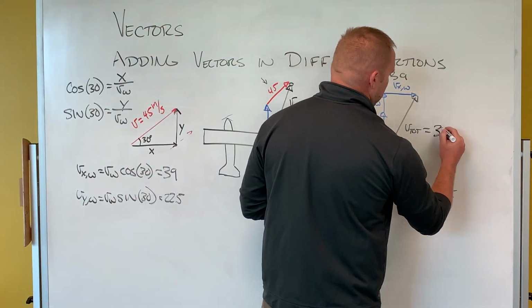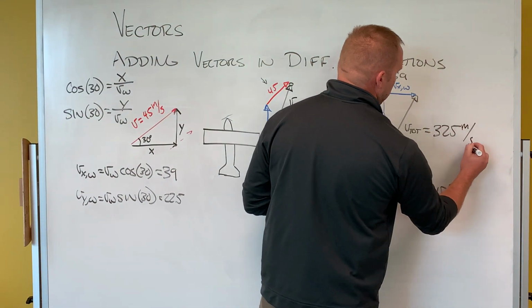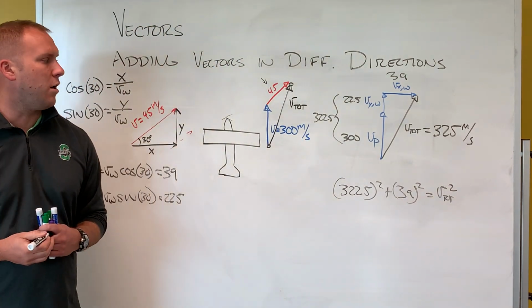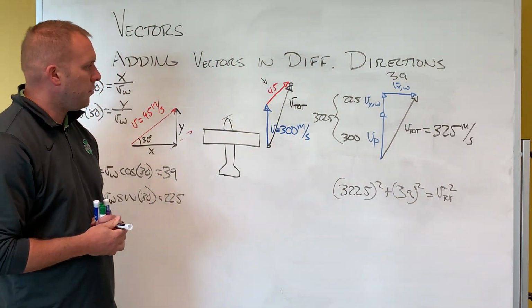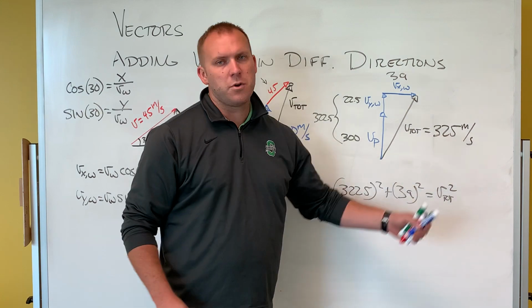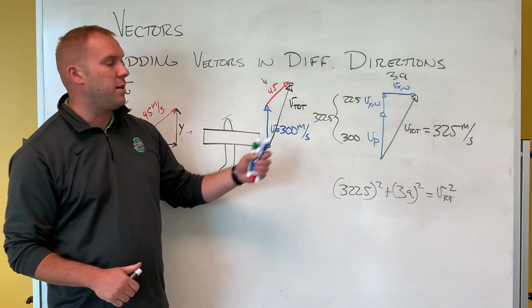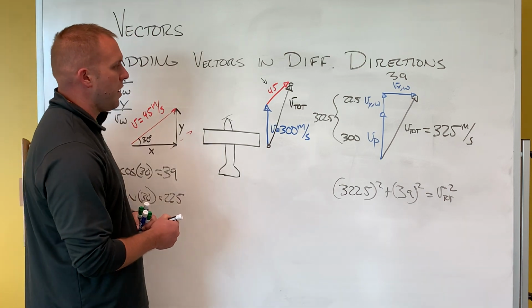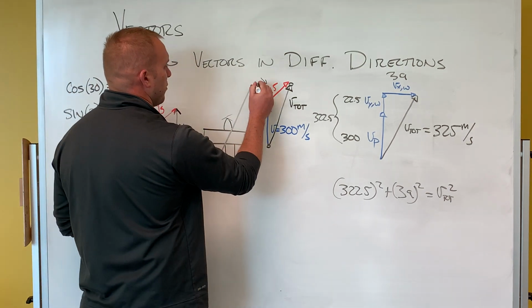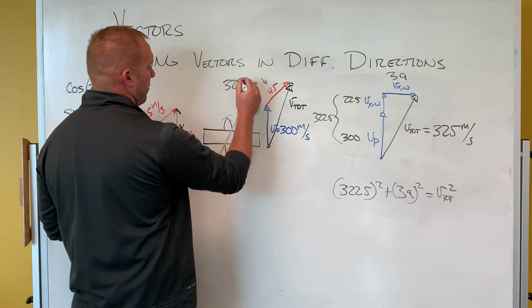I get a velocity of 325 meters per second. So that wind is actually causing this plane to travel faster, at a total of 325. Even though the velocity of the wind is 45 and the velocity of the plane is 300, the plane is now traveling in this direction at 325.